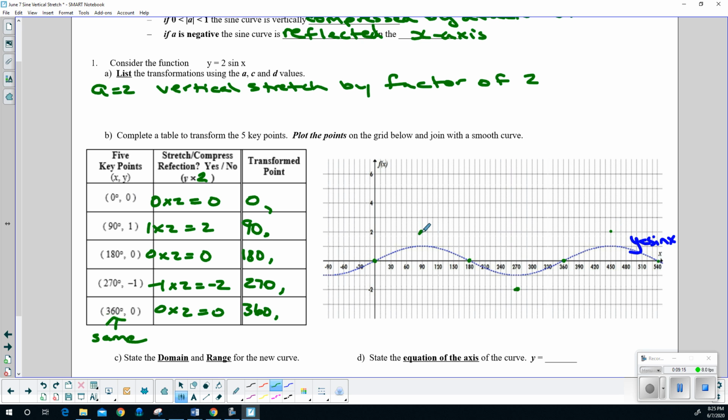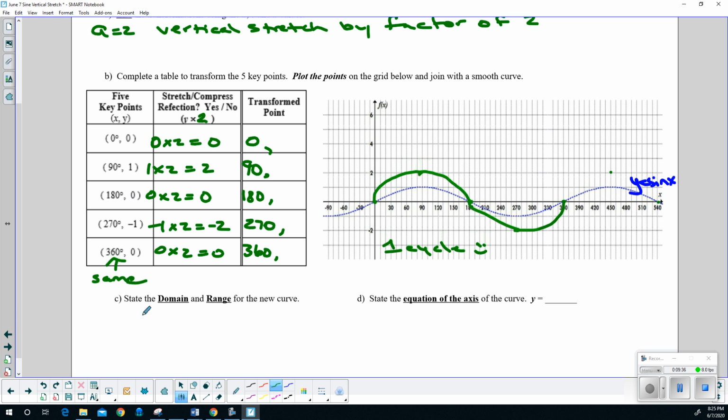And then let's see if I can do this. Make it nice and curvy. Curvy. It's way harder than it looks. And I'm certainly not making it look easy. Curvy! So there's one cycle. Good.